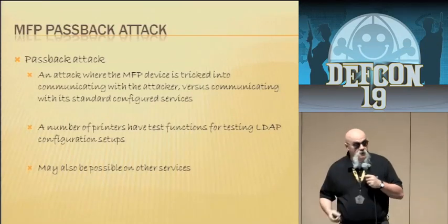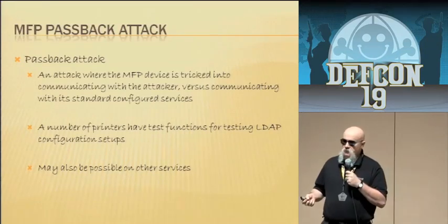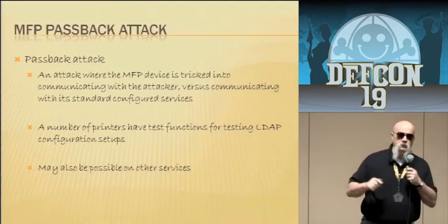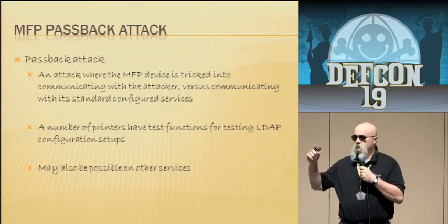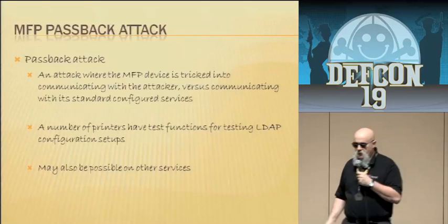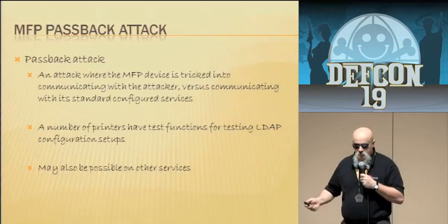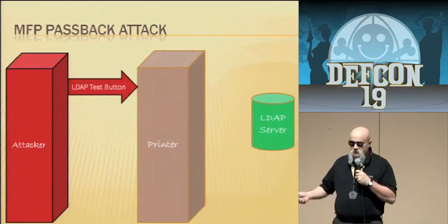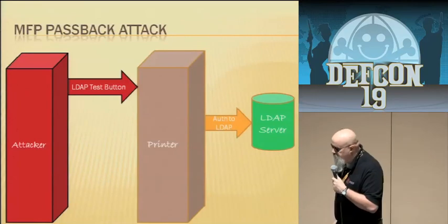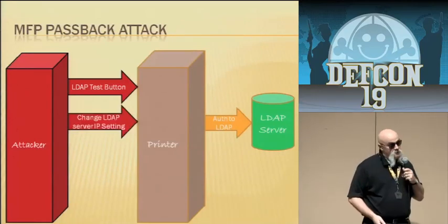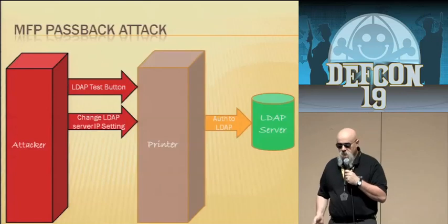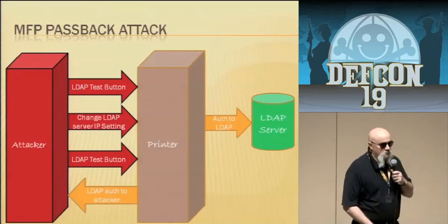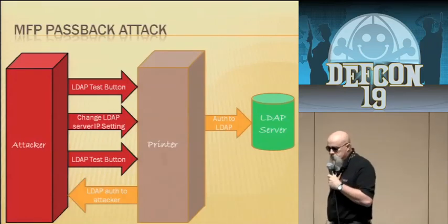A number of printers we found have a test function on them. If you go to the LDAP configurations on certain printers, you can hit a test button and it will test the actual authentication of LDAP to the configured LDAP server. There are some other services that do this also. The whole gist of this attack starts out with the attacker hitting the test button on the printer, which authenticates to the LDAP server. The attacker changes the LDAP IP address, hits the test button, and the printer nicely authenticates to the attacker, giving us the ability to capture all the authentication data.